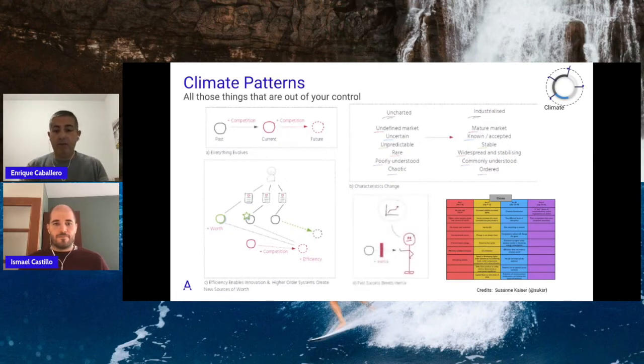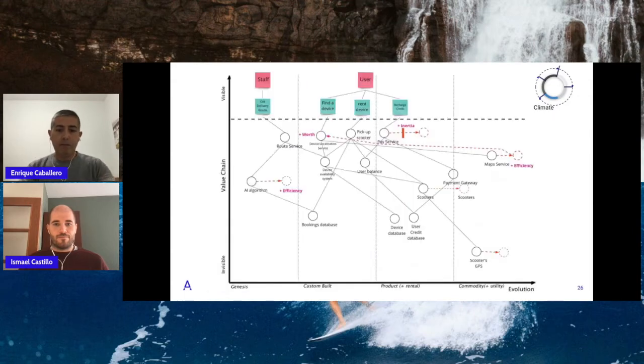And finally, past success can generate inertia. This makes us try to stop the evolution of those things that worked well for us in the past. Now let's see how to represent this in our map.